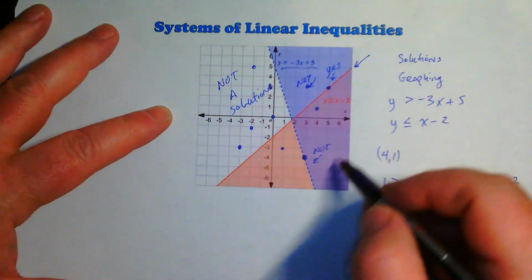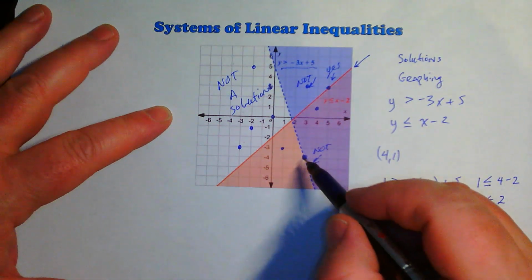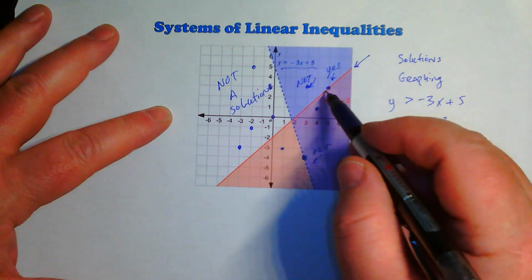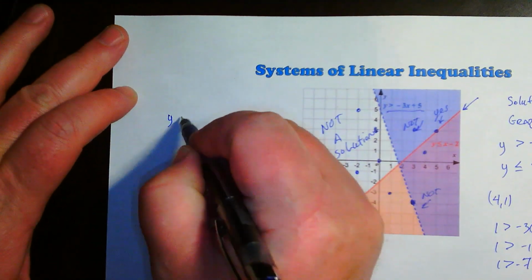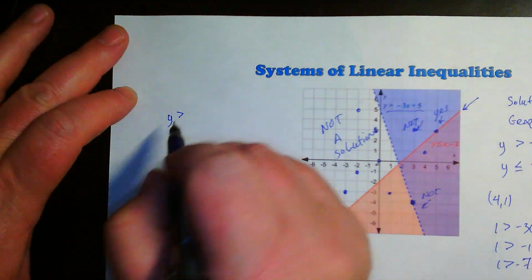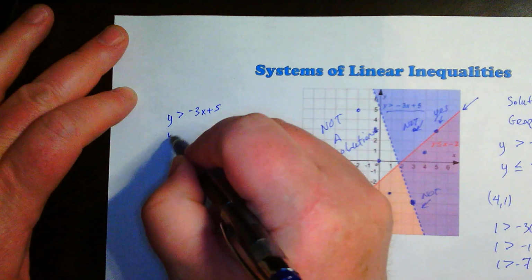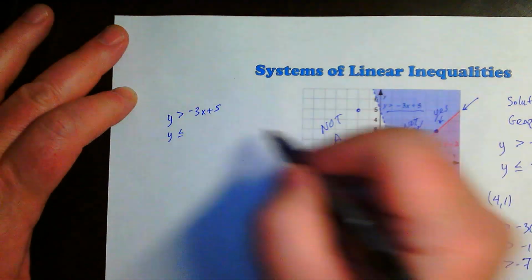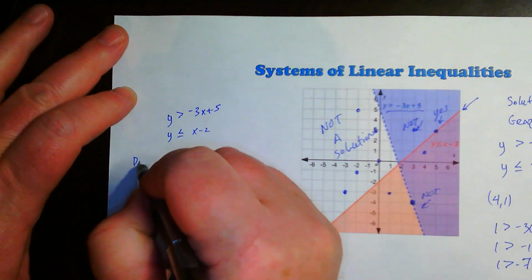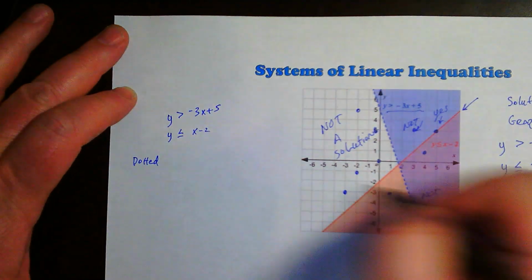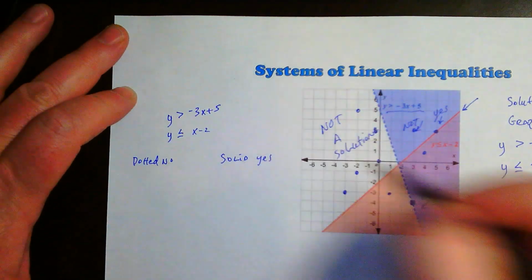Every single point in this area is going to be a solution unless it's on the dotted line. If it's on the solid line, it'll work. So watch. Let me write these two things over here again real quick. We've got y is greater than -3x plus 5, and we've got y is less than or equal to x minus 2. Dotted line in the shaded area is a no. Solid in the shaded area is going to be a yes.